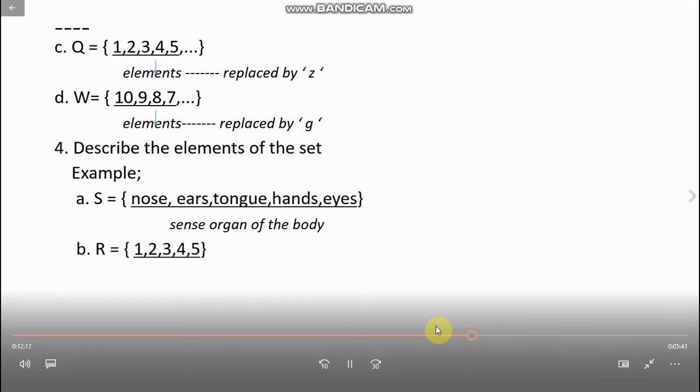Set R whose elements are 1, 2, 3, 4, 5. What are these? These are whole numbers. And what specific whole numbers? Whole numbers from 1 to 5. Right? Whole numbers from 1 to 5.